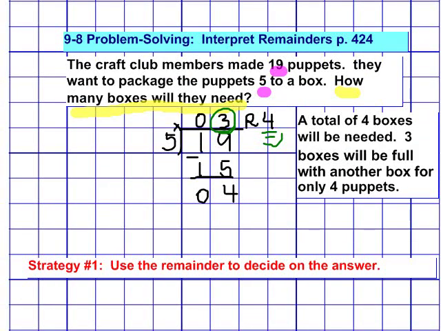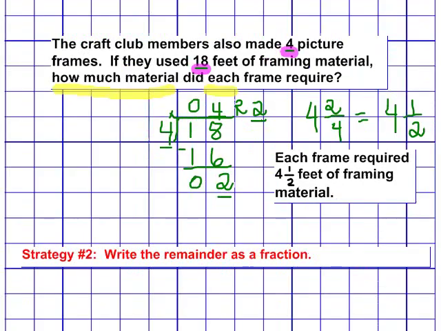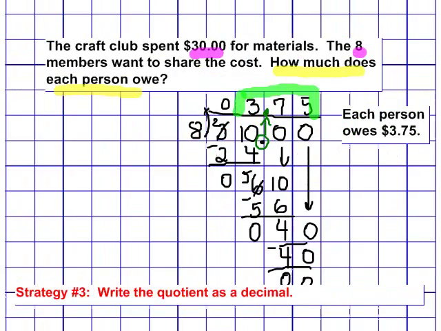To summarize then, it is important to read the problem very carefully and see what the question is asking. Today, in interpreting remainders, we have looked at 3 strategies. The first one is to use the remainder to decide on the answer. The second strategy is to write the remainder as a fraction. And finally, the last strategy is to write the quotient as a decimal. So today you have learned ways to interpret remainders in division problems. You're going to use this skill in later chapters to solve more problems.